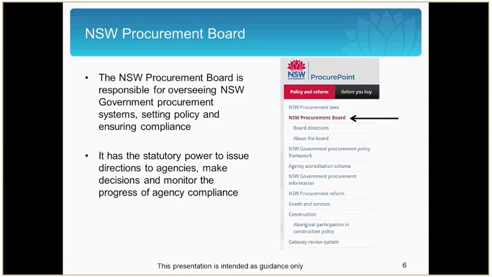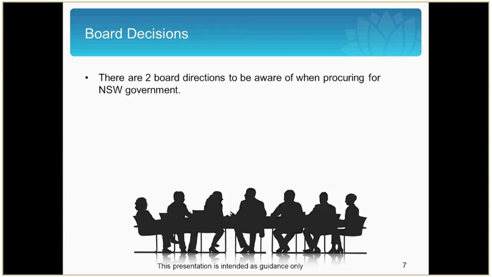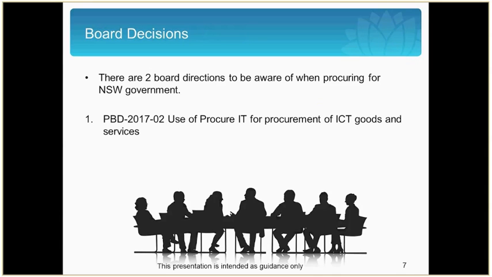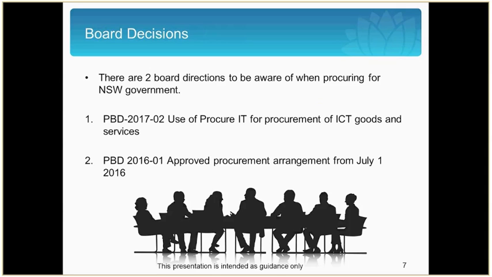It's important that you understand what directions the Board have set in relation to ICT goods and services. There are two Board decisions that you should be aware of. Procurement Board Directive 2017-02 regarding the mandated use of Procure IT for the procurement of ICT goods and services, and Procurement Board Directive 2016-01, which defines approved goods and services procurement arrangements for New South Wales government agencies, including Procure IT.